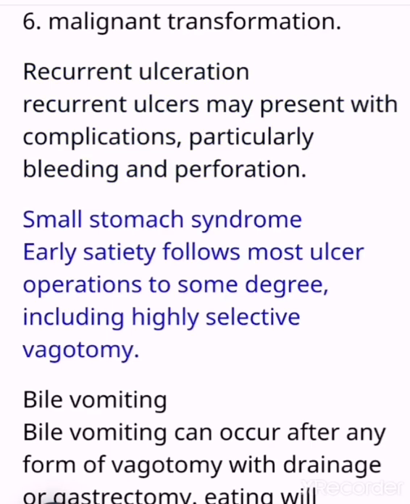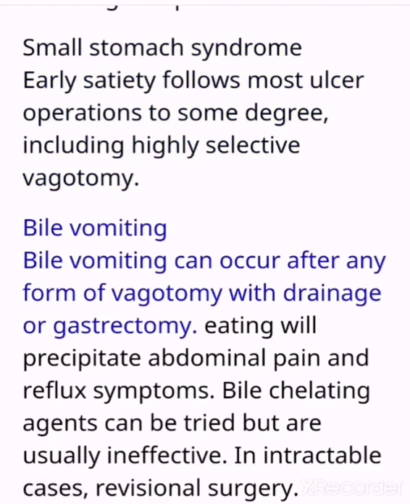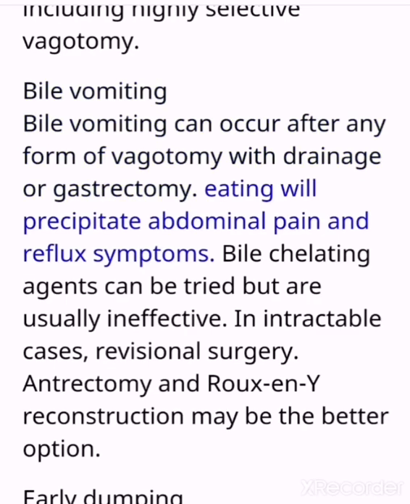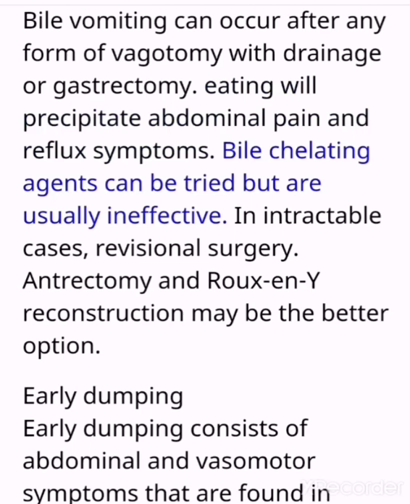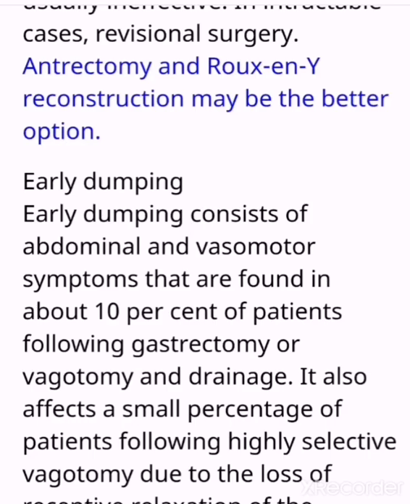Small stomach syndrome. Early satiety follows most ulcer operations to some degree, including highly selective vagotomy. Bile vomiting. Bile vomiting can occur after any form of vagotomy with drainage or gastrectomy. Eating will precipitate abdominal pain and reflux symptoms. Bile chelating agents can be tried but are usually ineffective. In intractable cases, revisional surgery, enterectomy and Roux-en-Y reconstruction may be the better option.